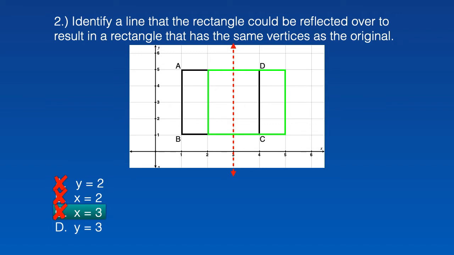So our last choice is the line y equals 3. Y equals 3 is a horizontal line. And as you can see, if you realize that, then this is the answer that'll work. If I do a reflection over that line, the rectangle does match up. So that is the correct answer.